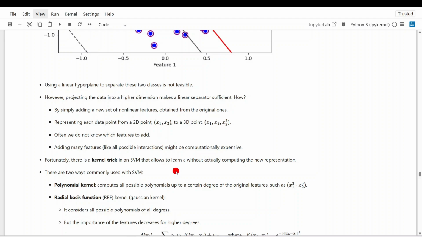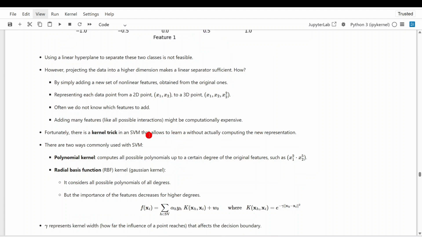So regarding the support vector machine, there is a kernel trick, which specifically considers nonlinear kernel functions, and allows us to learn without actually computing the new representation, that is, without explicitly representing two-dimensional data in a higher-dimensional representation.